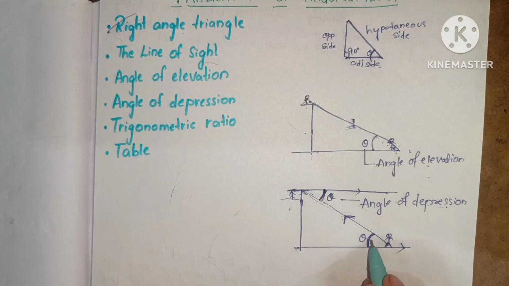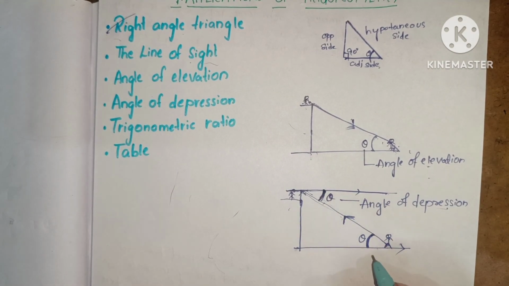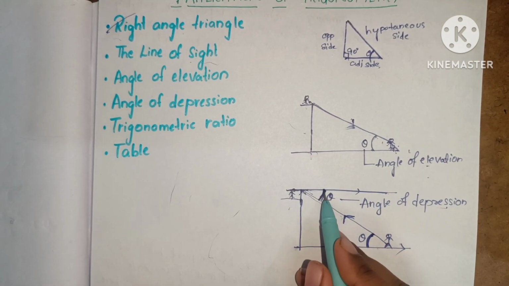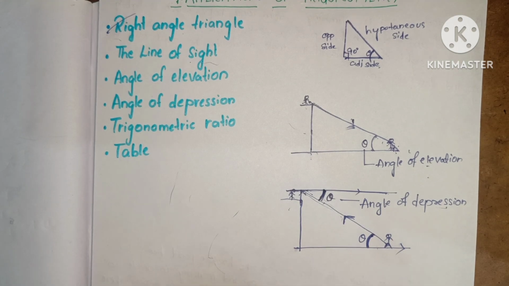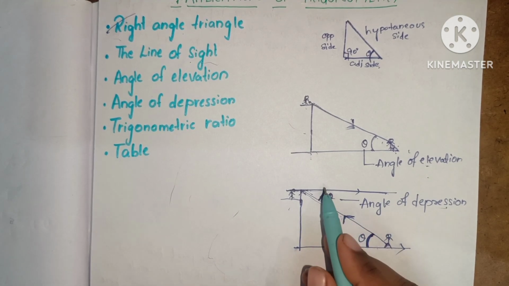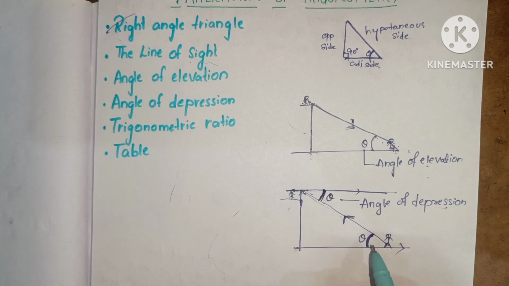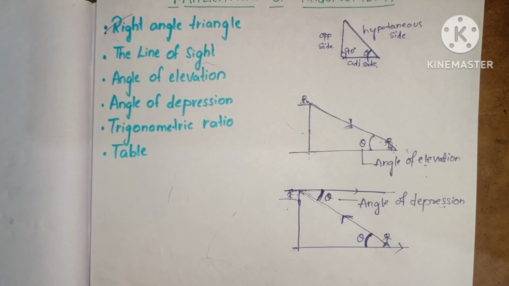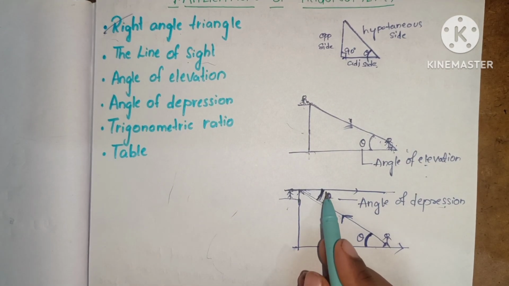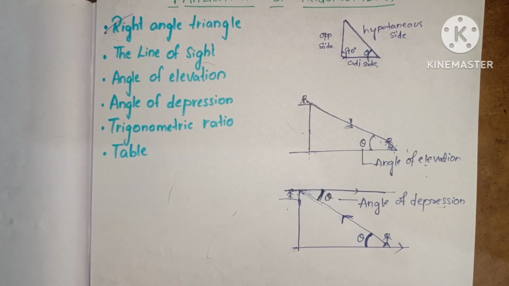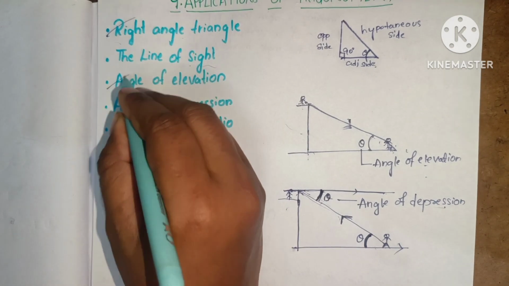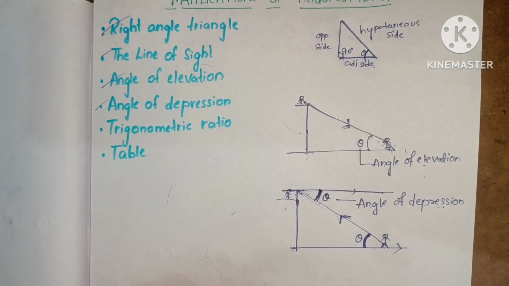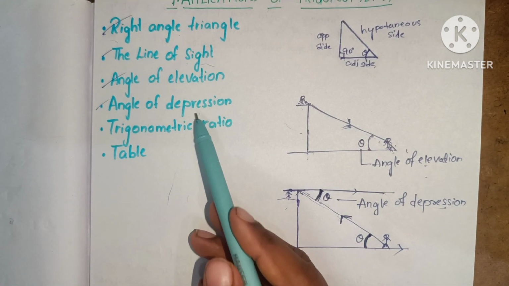So when a transversal line is drawn between parallel lines, the alternate angles are always equal, which you learned, right? So these two angles are alternate interior angles, and alternate angles are always equal. That's why this angle is equal to this angle. Understood? So the angle of elevation is equal to the angle of depression. So in this concept you learned line of sight, angle of elevation, and angle of depression.